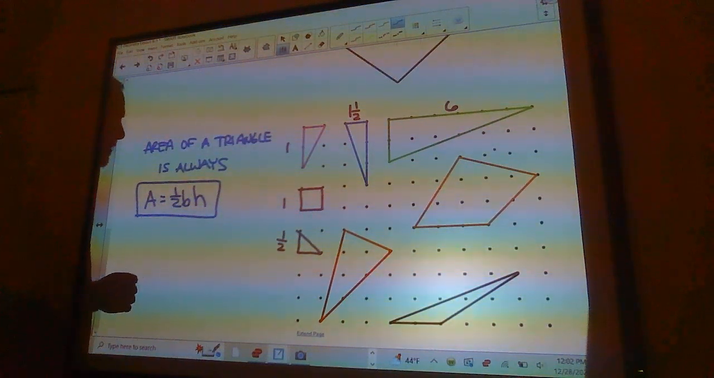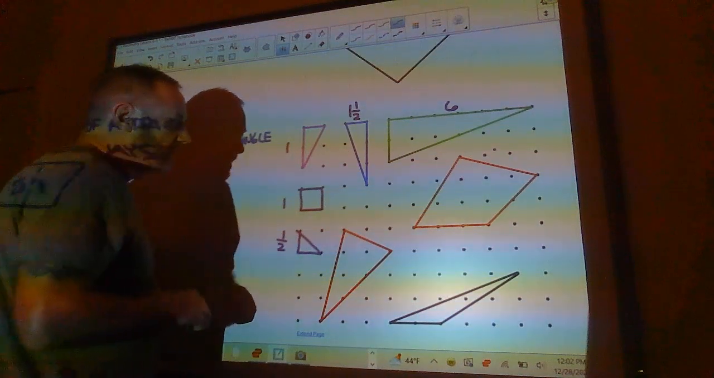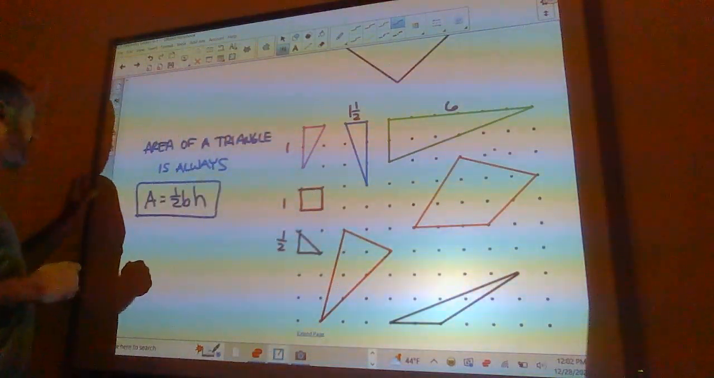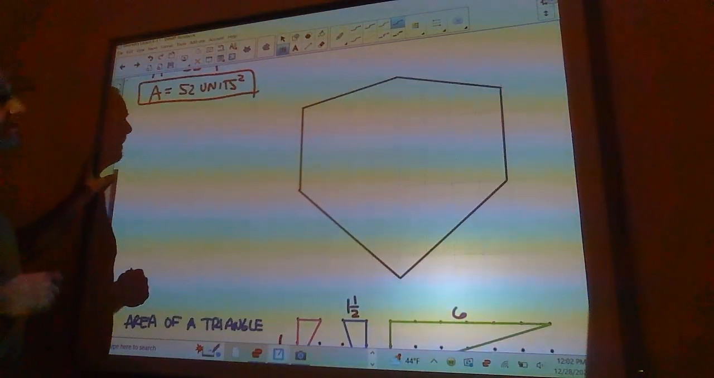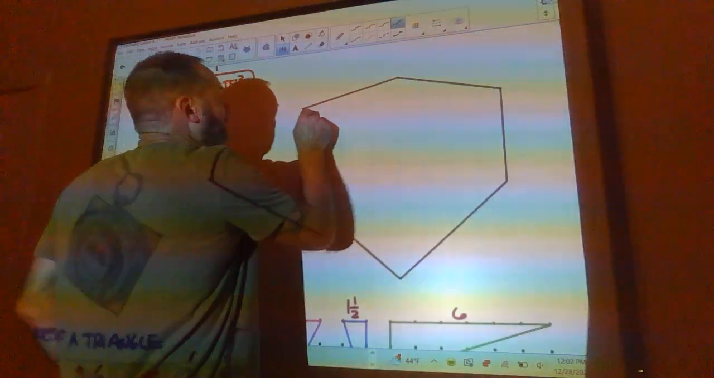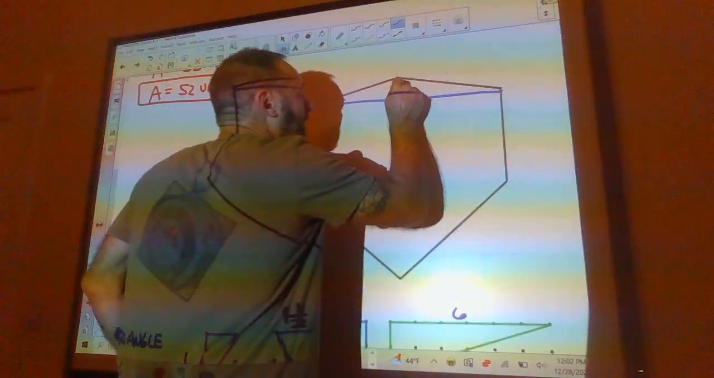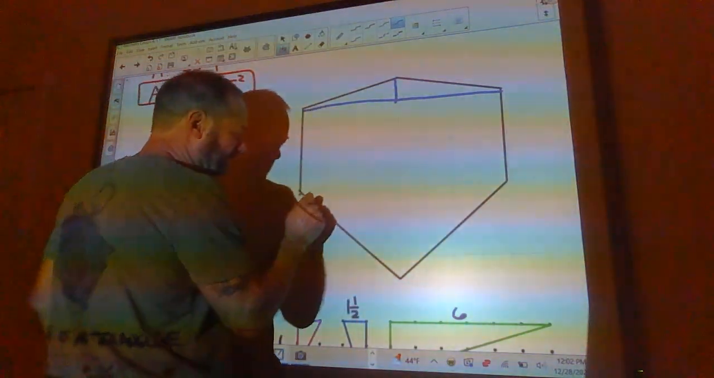Another super important formula. So the other way that I could do this then would be to take this figure and divide it like this.